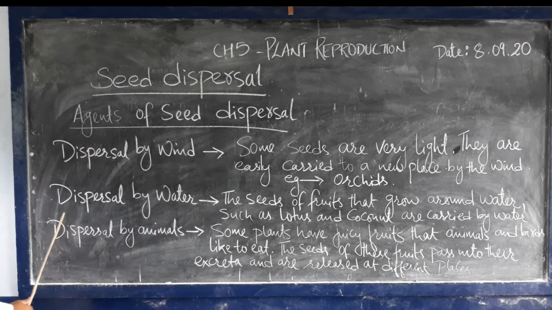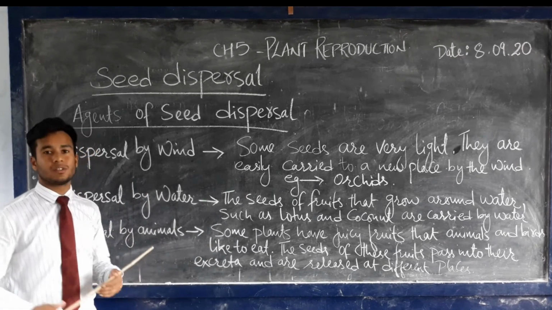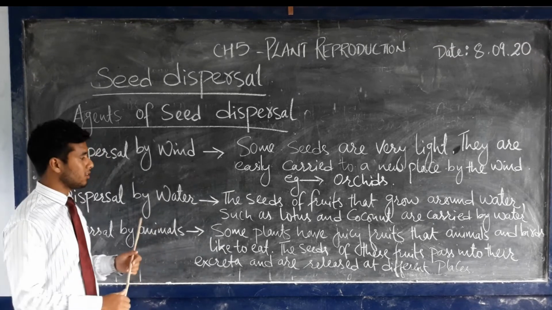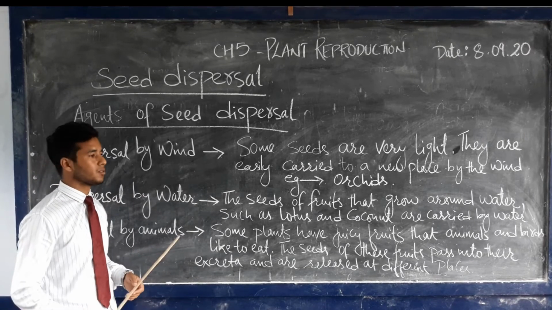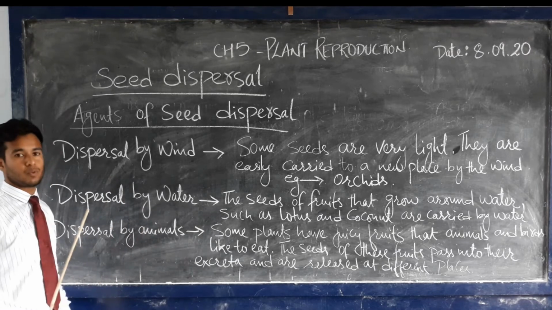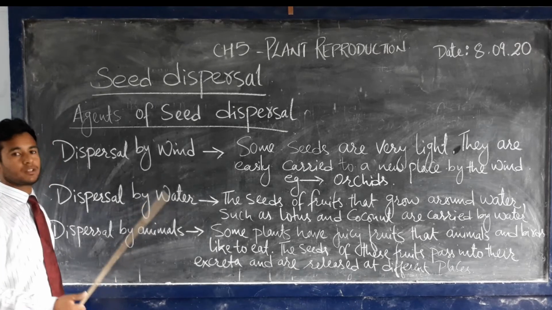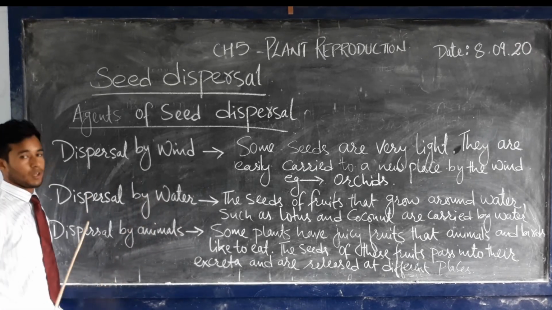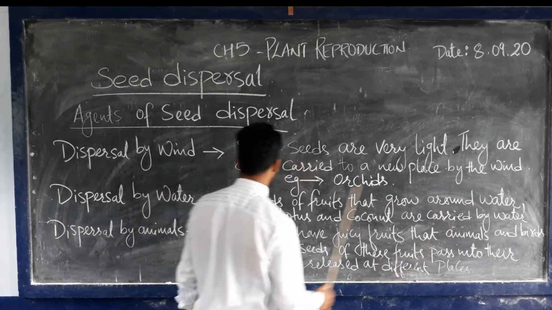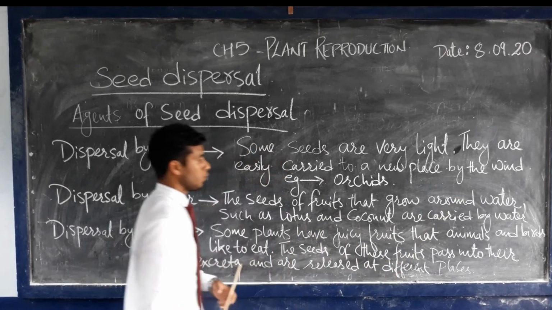Now the second kind of dispersal is called dispersal by water. So the plants which grow nearby water or in the water, their seeds will be held by this water. So the seeds can be carried from one place to another with the help of water. So the seeds of fruits that grow around water such as lotus and coconut are carried by water.